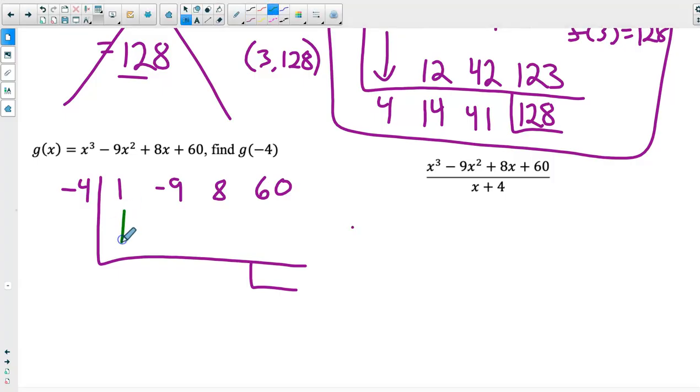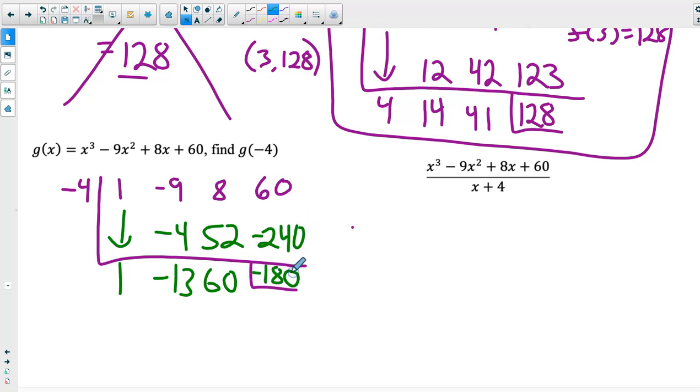And so when I work through this, just tell me what numbers you got. So you got 1, and then you got negative what? 13. Okay. And then? Nice. And then?